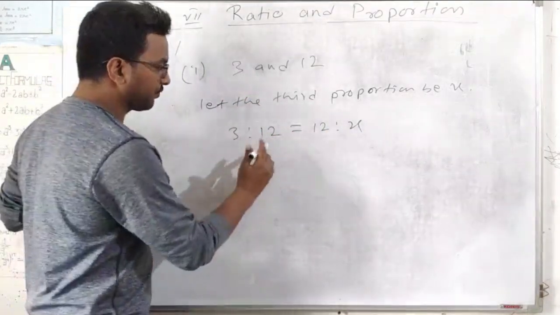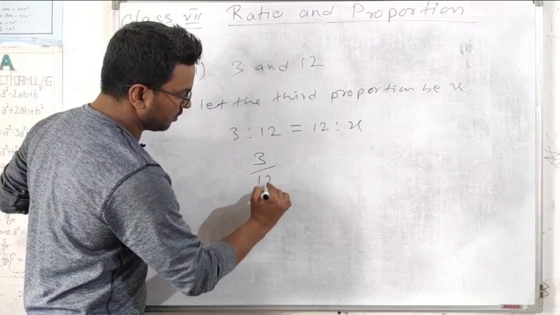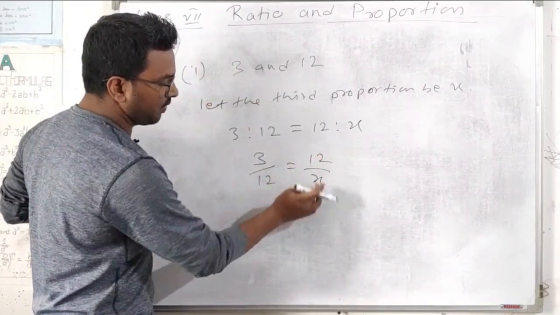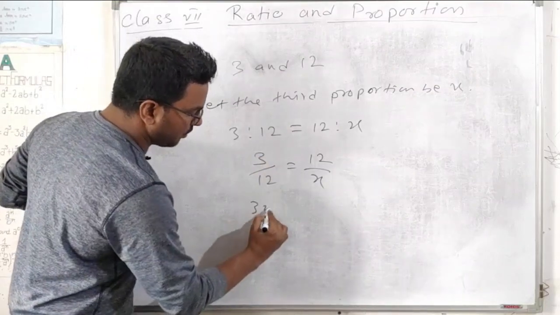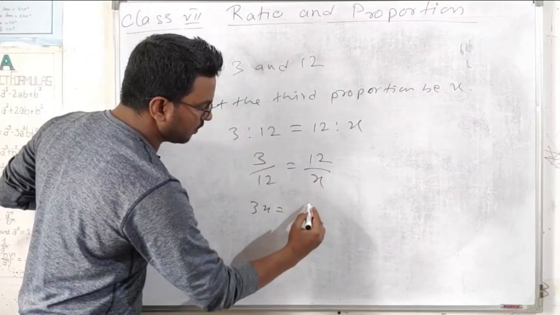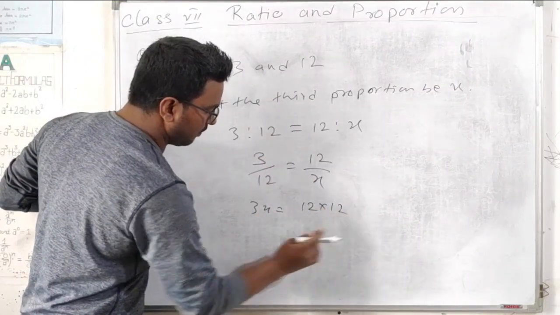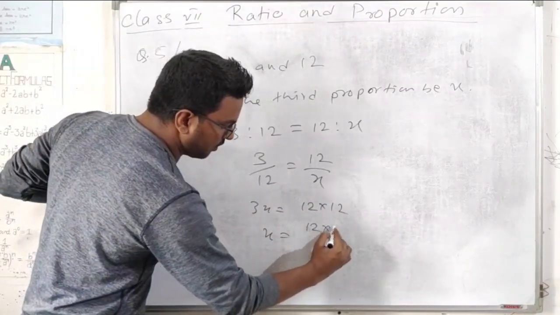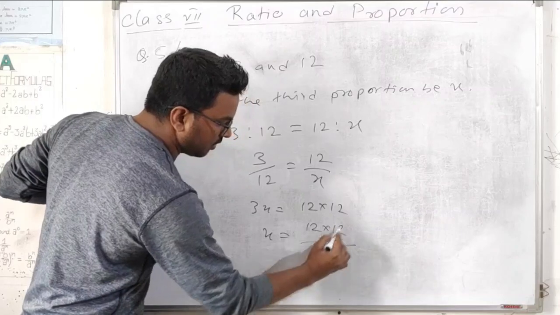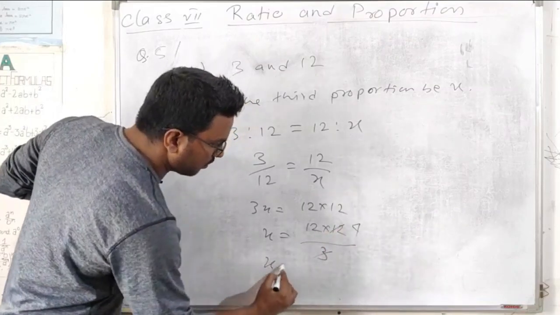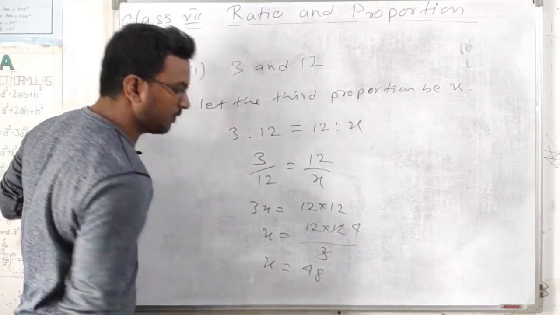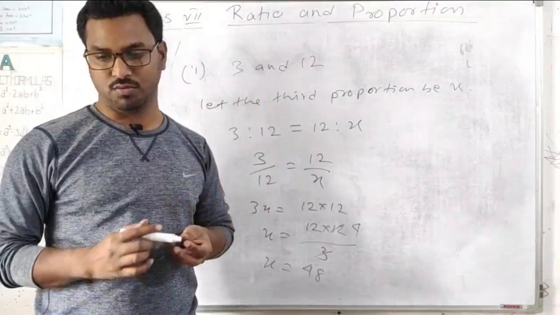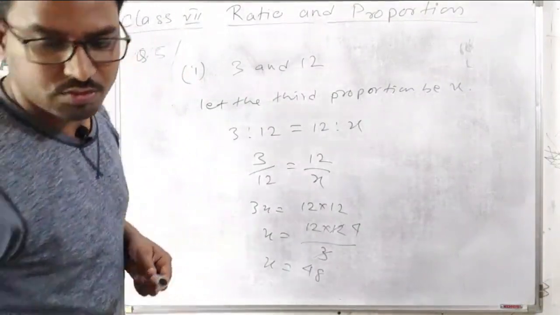So what we'll do, we'll write in the proportion 12 by x. So if you cross multiply, it will become 3x and this will become 12 into 12. Take this 3 to the other side. x equals 12 into 12 divided by 3, 4. So x will become 48. Okay, this is how we can find the third value. Fine. We'll do one more question.